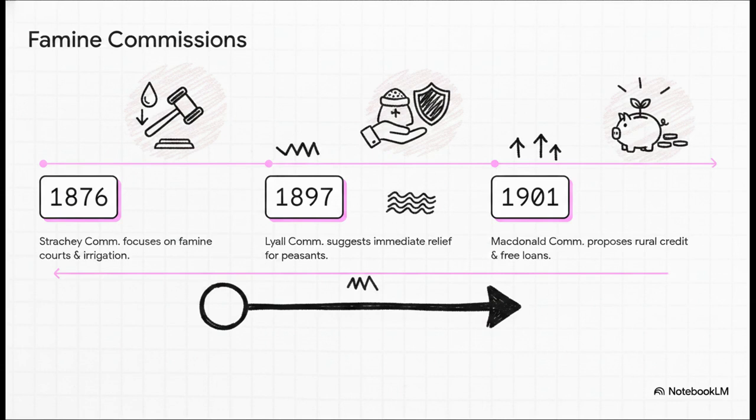They recommended proactive rural credit schemes and the interest-free distribution of loans, so you can trace the state adapting from sheer desperate reaction to actual financial support.